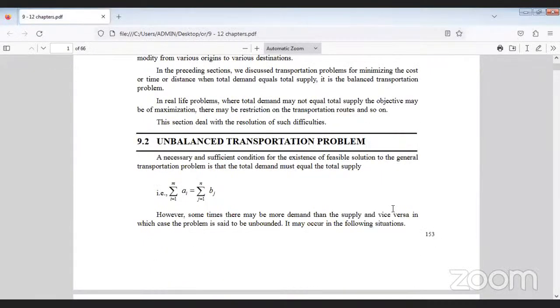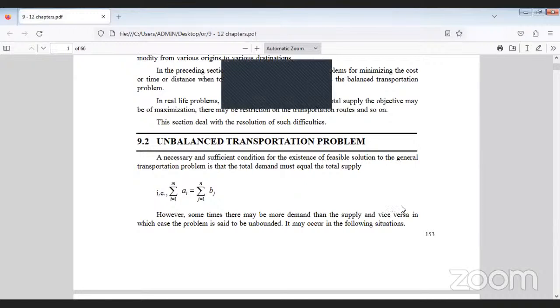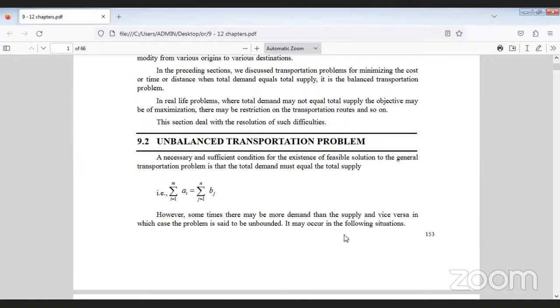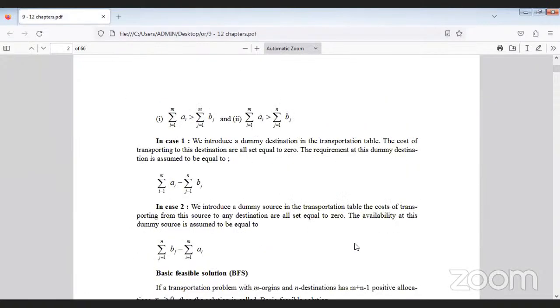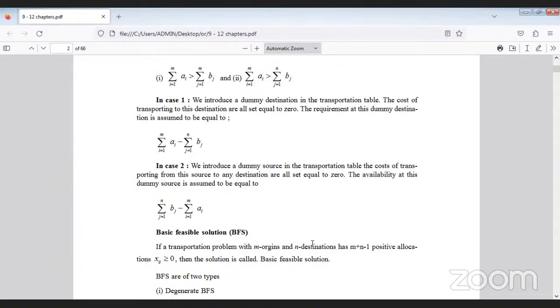Balanced transportation problem. I'm not going into the introduction. Unbalanced transportation problem: summation of i equal to 1 to m of ai, and summation of j equal to 1 to n of bj. Otherwise, the problem is said to be unbalanced under the following conditions: summation of ai greater than summation of bj. Case 1, case 2, you have to study.